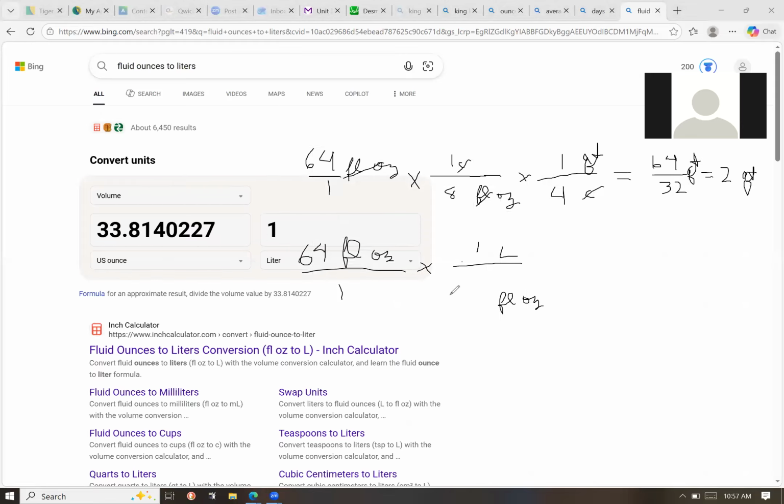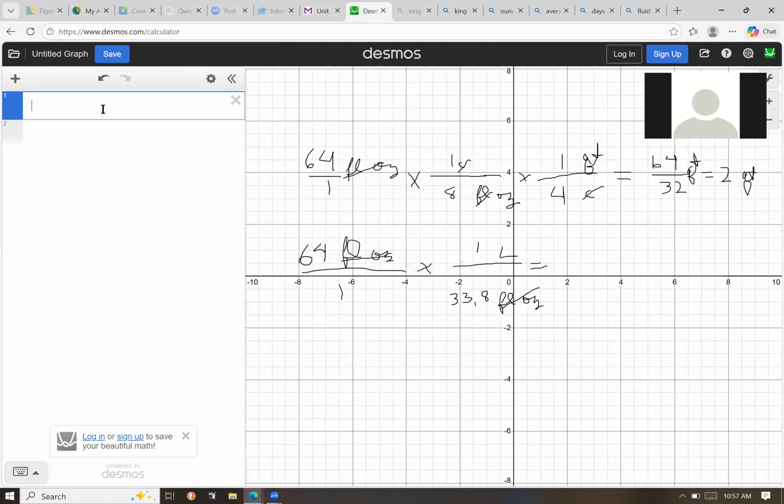So 1 liter is approximately 33.8 fluid ounces. Our fluid ounces cancels. Take 64 times 1 is 64, and we'll divide by 33.8. Is 1.89, which is exactly what is on the bottom.